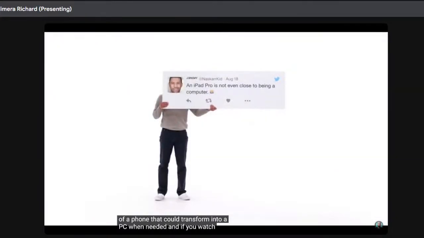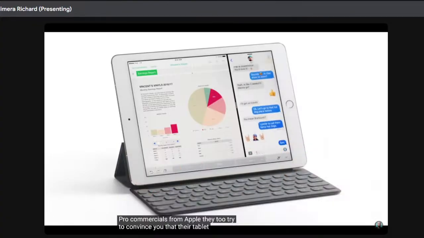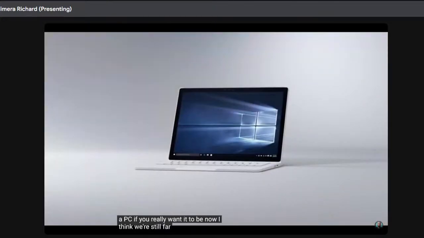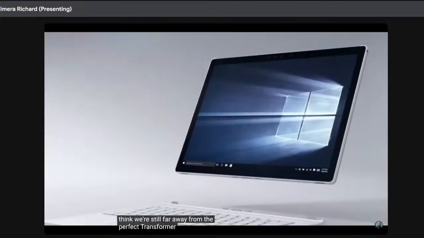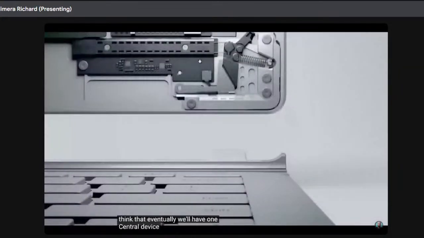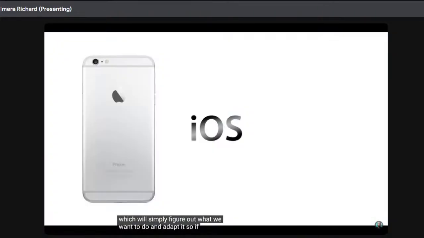And if you watch any iPad Pro commercials from Apple, they too try to convince you that their tablet can be a PC if you really want it to be. Now, I think we're still far away from the perfect transformer, but I can't help but think that eventually we'll have one central device as our main computer, which will simply figure out what we want to do and adapt to it. So, if either one of these hardware trends goes mainstream, that would certainly upset the OS market.